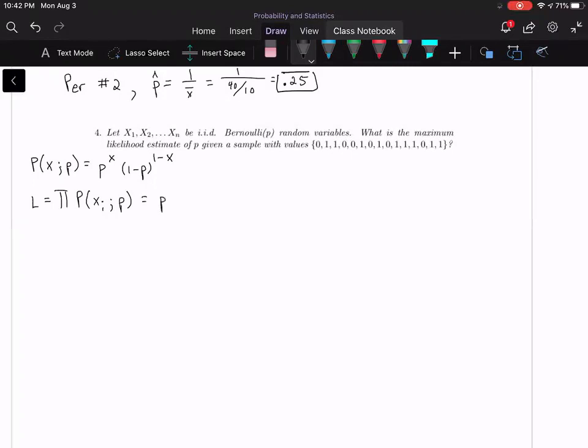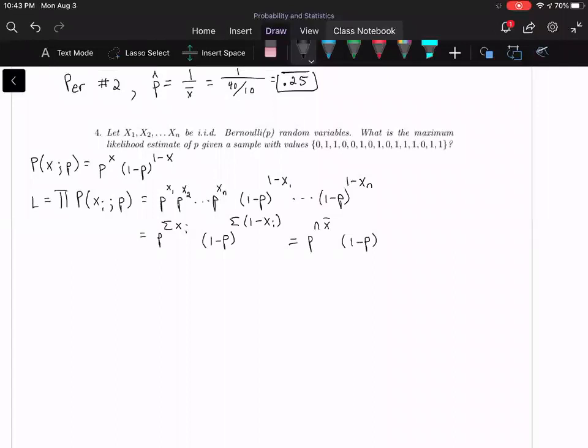And so you're going to have a p to the x1 times p to the x2 times p all the way up through the xnth power. And there's also going to be 1 minus p to the 1 minus x1 power times a bunch of other 1 minus p's up to 1 minus the xnth power, which you could simplify as p to the sum of the x's times 1 minus p to the sum of 1 minus x's. And in turn, the sum of x is nx bar. So you've got p to the nx bar times 1 minus p to the n minus nx bar. The sum of ones when you're adding that n times is n, and the sum of x is nx bar, which is what a number of you got.